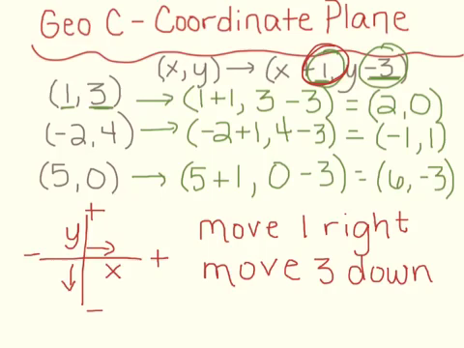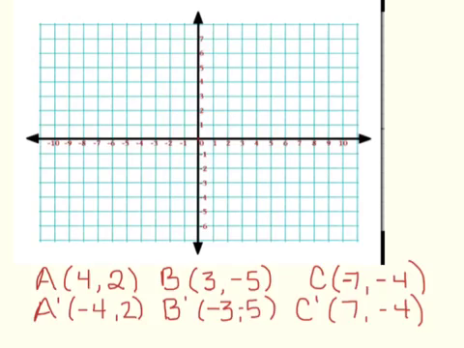Let's try another one that I think might be on there. There were also some like this, where it gave you one set of coordinates, like A, B, and C, for example, and then it gave you a new set of coordinates, and it wanted you to plot both sets and then tell me what happened from one set to the other.